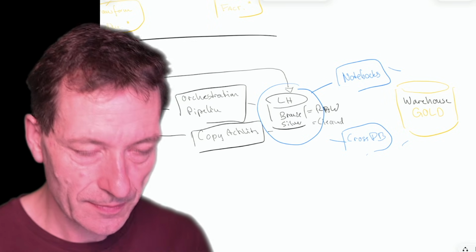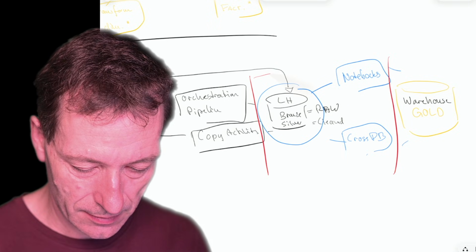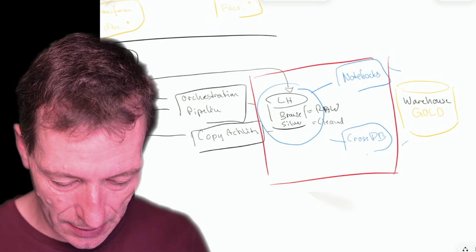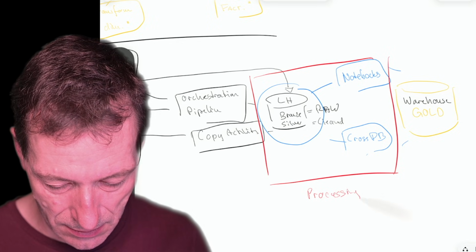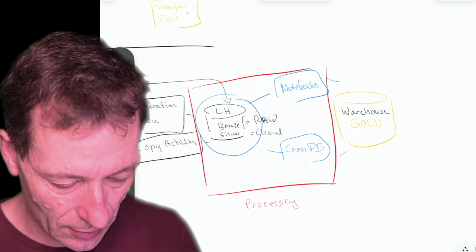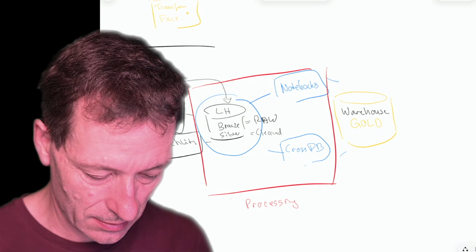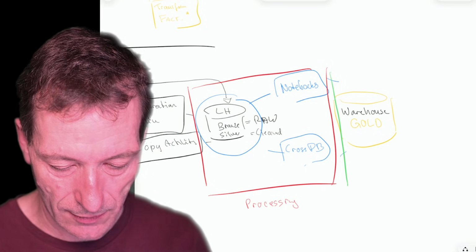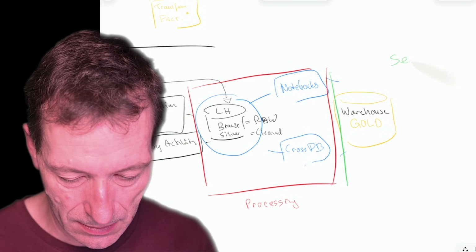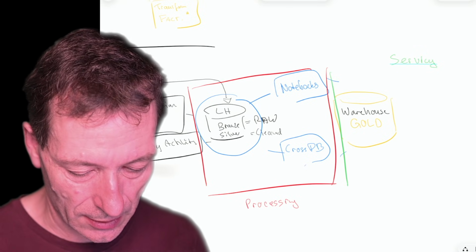So this is like the processing layer. Processing. And your data warehouse then is the serving layer. So this, let's go with green. This is serving. Serving your data for the enterprise.